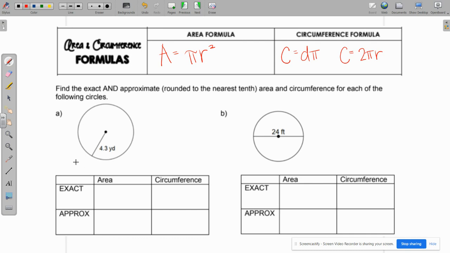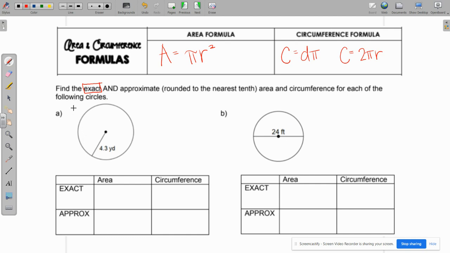So in these two examples, we are asked to find both the exact and approximate, rounded to the nearest tenth, area and circumference for each of the circles. So when we're talking about exact, this means that we don't want to round at all.